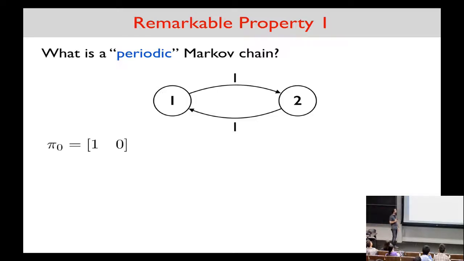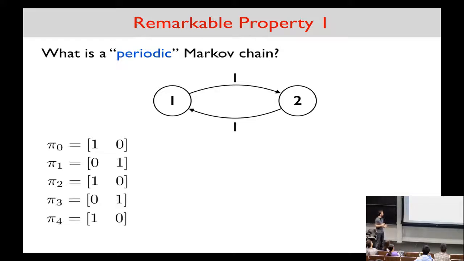Now let's say pi 0, my initial distribution, is 1, 0. So I start at state 1. What is going to be pi 1? 0, 1. What's going to be pi 2? 1, 0. What's going to be pi 3? 0, 1. 1, 0, and so on. So you see it's alternating between 0, 1, and 1, 0.